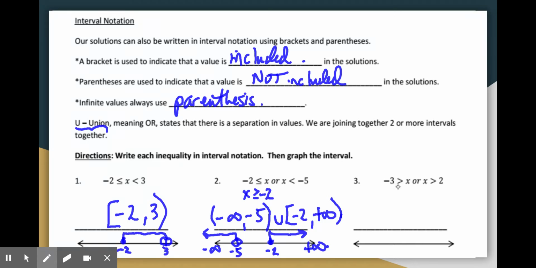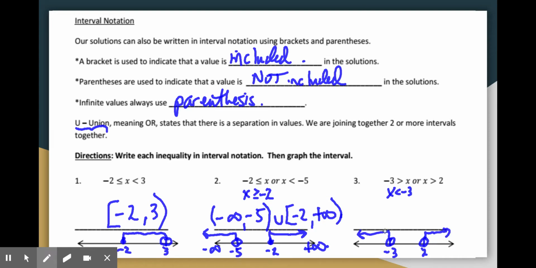Okay, and let's try this one here. So let's rewrite this so that x is on the left. It would say x is less than negative 3. So let me go graph it here. We have negative 3, an open circle on the negative 3, and we're going to graph to the left. And then we have x is greater than 2. So we're going to put an open circle on the 2, and we're going to graph to the right.